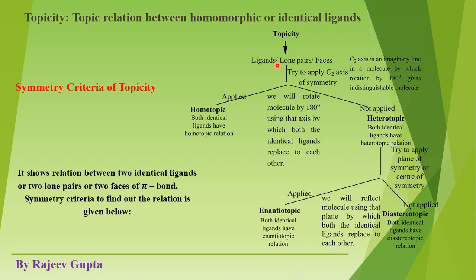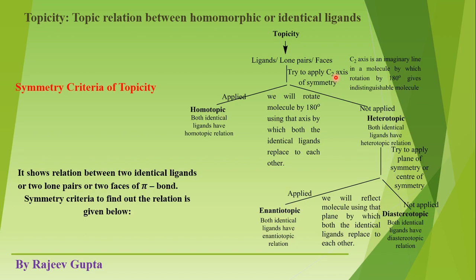So to check this, first we have to apply, we have to see C2 axis of symmetry. First we have to check C2 axis of symmetry in that molecule which contains these two homomorphic ligands or faces or lone pairs. So if C2 symmetry is applied in that molecule, we say that these two homomorphic ligands are homotopic, means these two ligands have homotopic relations.